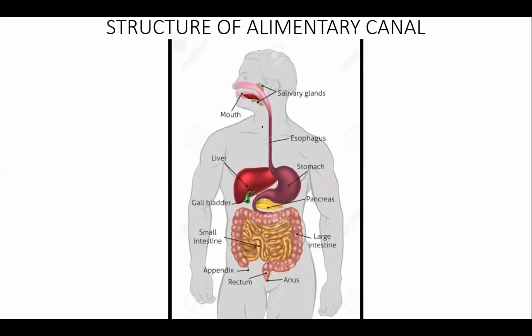So when you go through these parts of the digestive system, let me teach you about the alimentary canal. The alimentary canal begins from the mouth till the anus. The long tube which extends from the mouth to the anus is what is called the alimentary canal. The parts of the digestive system include mouth, esophagus, stomach, small intestine, large intestine, and finally anus. So this is a picture of the structure of the alimentary canal.